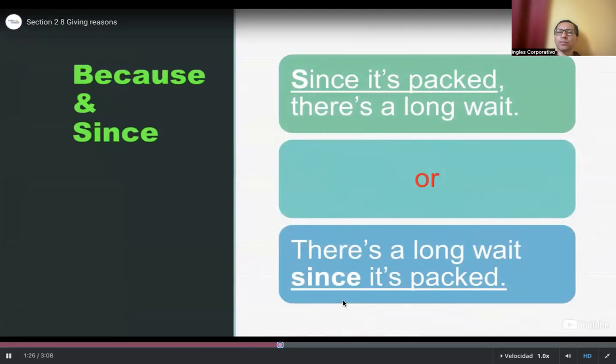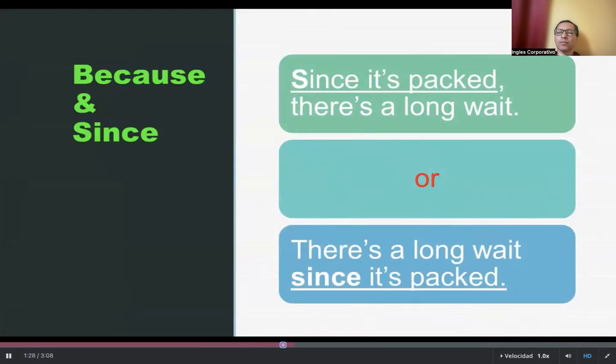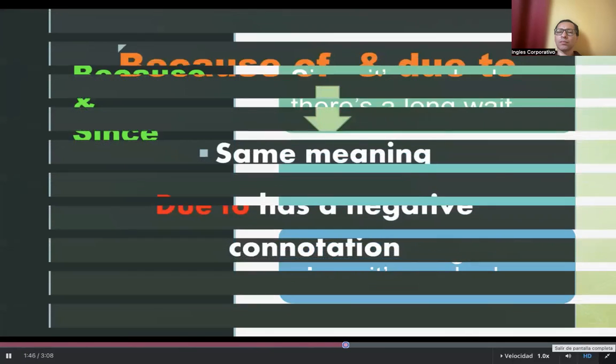Because or since can begin or end a sentence. When the clause is at the beginning, it is followed by a comma. Since it's packed, comma, there's a long wait. Or there is a long wait since it's packed. The clause with because or since is a subordinated one, not a main clause.